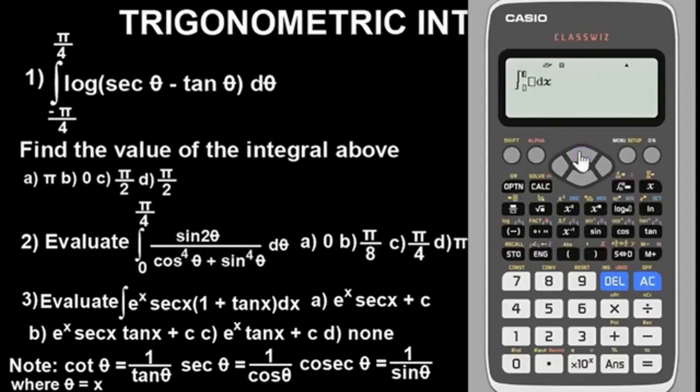So you put the upper limit. The upper limit is in fraction. That's pi over 4: shift, pi, comma, pi over 4. Okay guys, the lower limit is 0. So move the cursor to this middle box. It's in fraction. We have sine 2 theta.